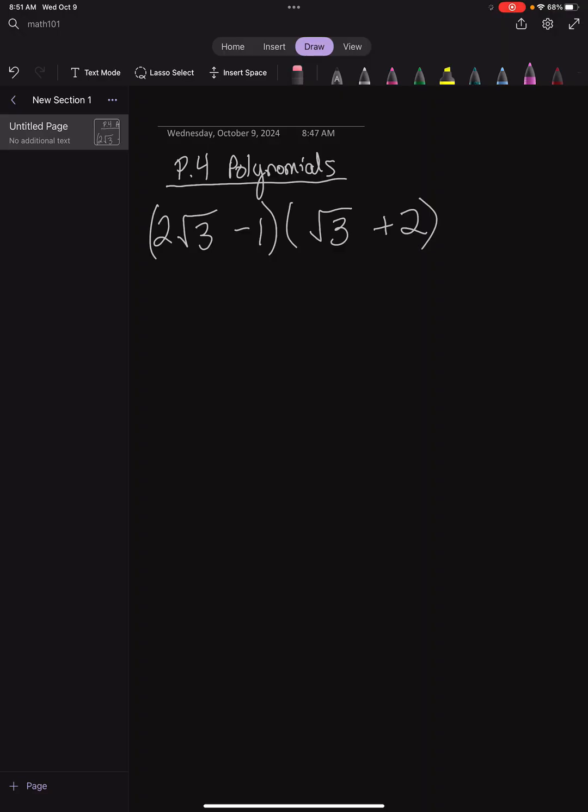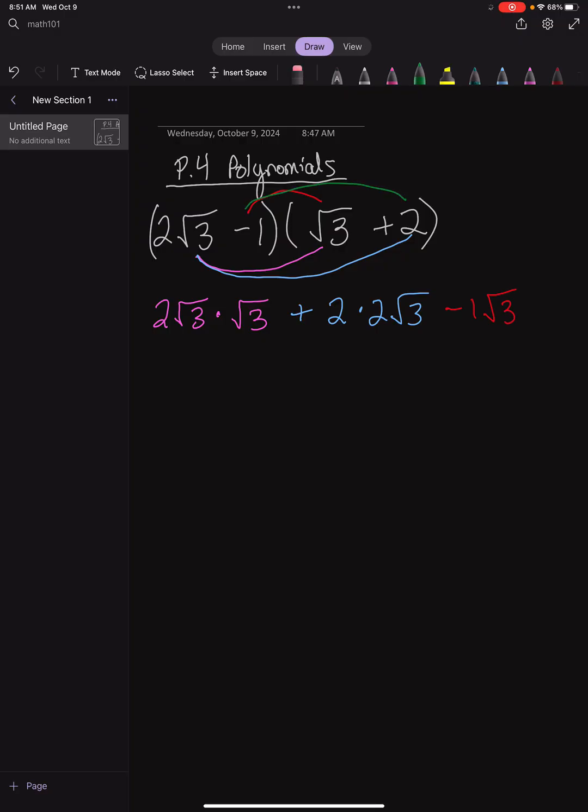So the way we're going to do this is we're going to FOIL like normal and then remember how our square roots act with one another. The first step would be to multiply the first things together. So you're doing 2 root 3 times root 3, and we'll simplify in a minute. The outside term would be 2 root 3 times 2. The inside term would be negative 1 times root 3, so we have minus 1 root 3. And finally, the last term would be negative 1 times 2, so it's minus 2.